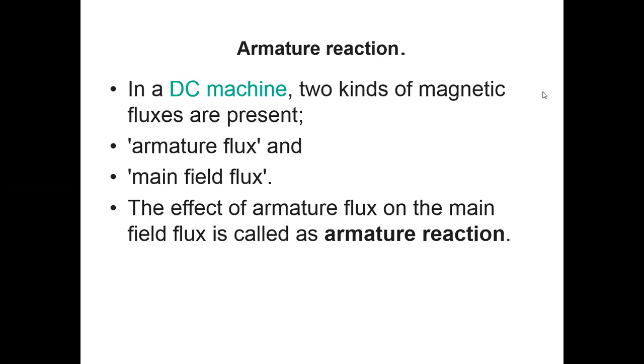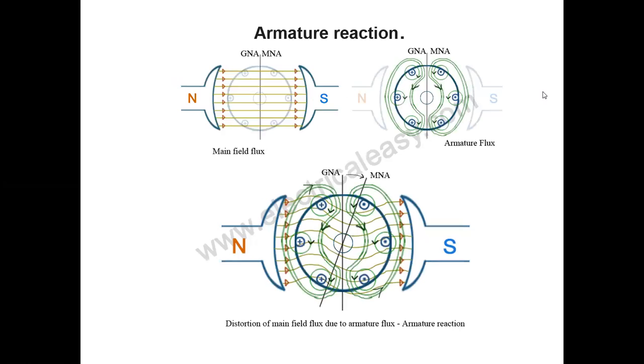The armature reaction produces two important effects. What are the effects of armature reaction? One is the distortion effect, and another is the demagnetization effect, which weakens the main flux. Demagnetization effect weakens the main flux, and the other one is the cross magnetization effect. These are the two effects caused by armature reaction.